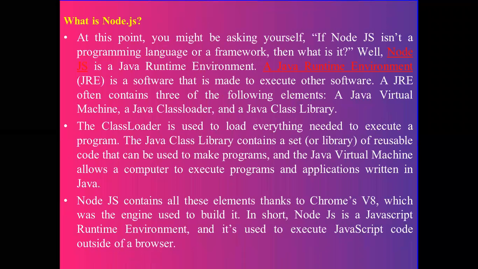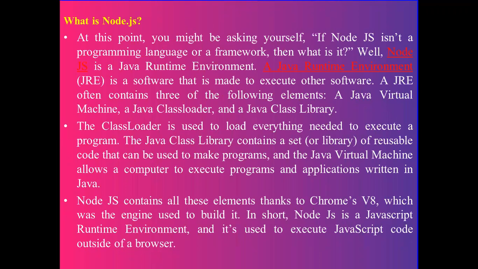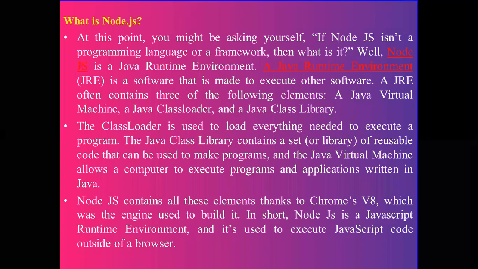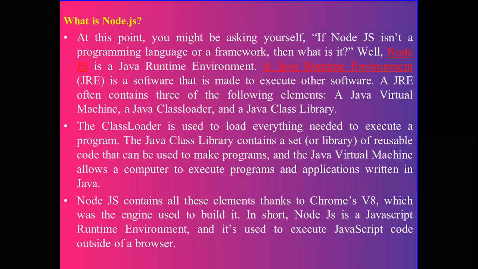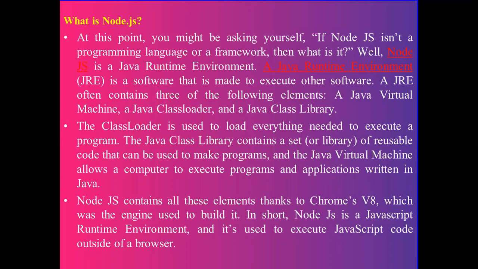So Node.js is not a programming language and not a framework. Then what is it? Node.js is a runtime environment. A runtime environment is software that is made to execute other software. Here, by using this runtime environment, we can execute the Node.js code. A JRE, that is Java runtime environment, contains three elements: the JVM, that is Java virtual machine, the Java class loader, and the Java class library.